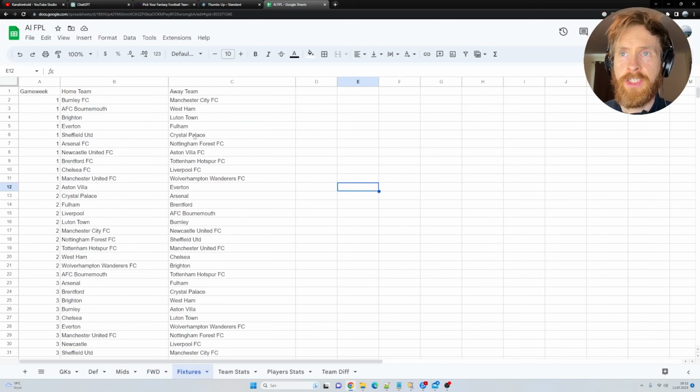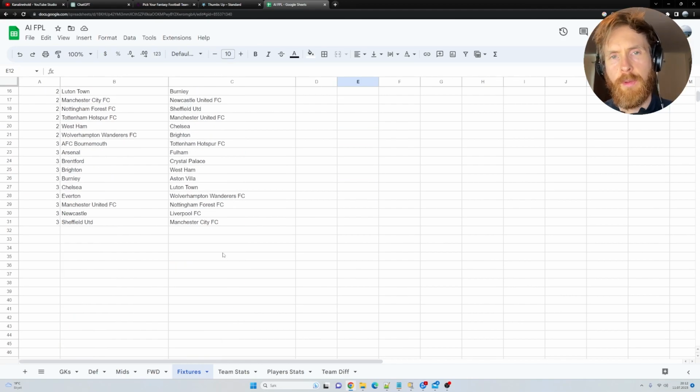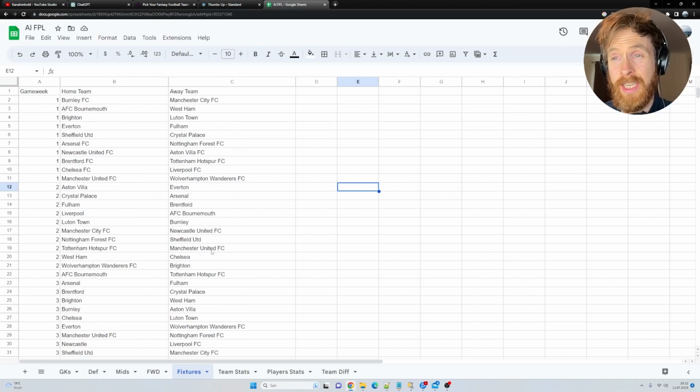And you can see we have fixtures, home team, away team. We have game week 1, 2, and 3, because I'm gonna be planning my team for the first 3 game weeks. Then we might do a wildcard, who knows? But that's my plan at least.